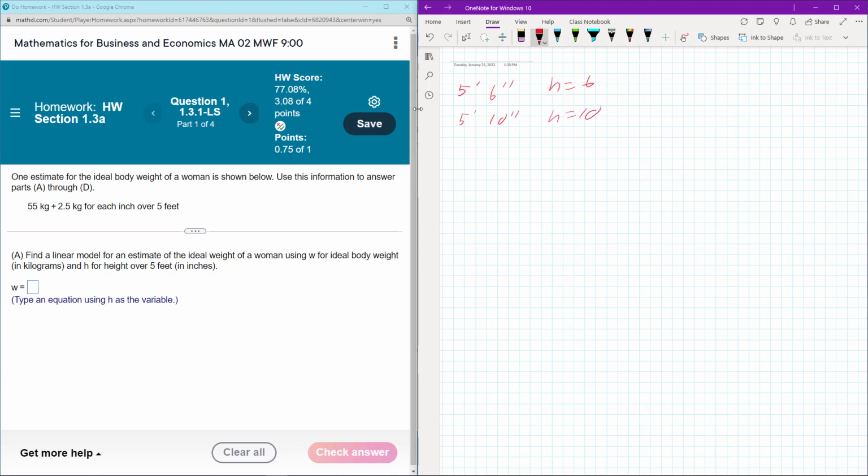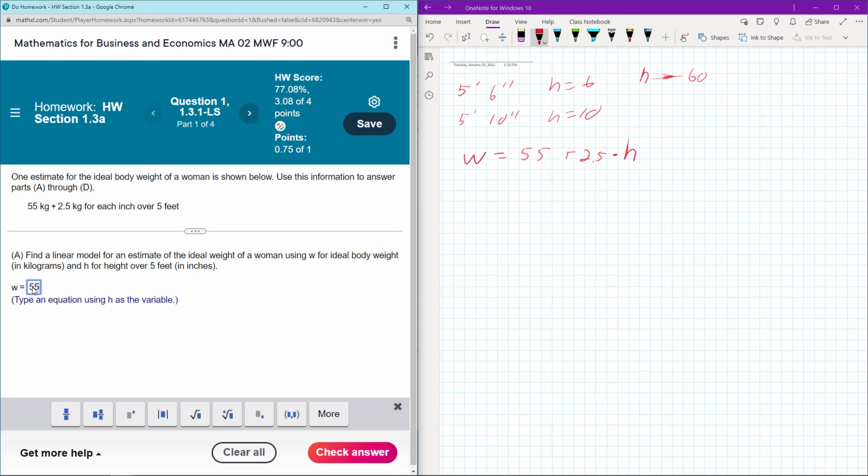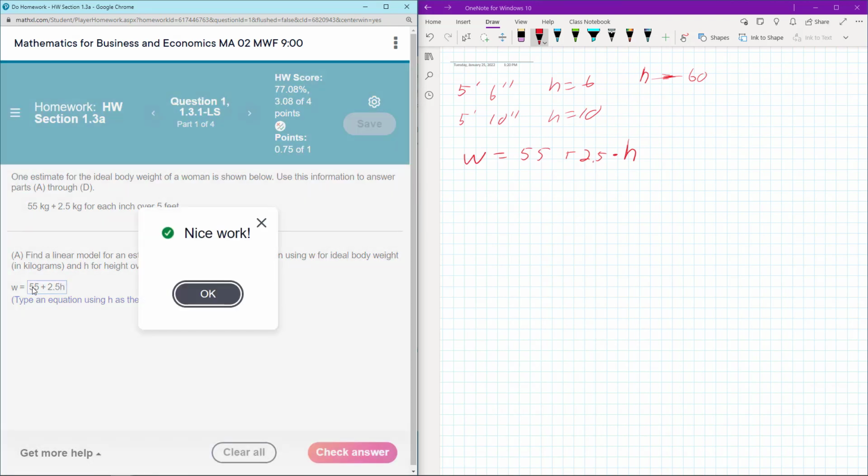If that's the case, then W is going to be equal to 55 kilograms plus 2.5 times H. The reason I want to point that out is because on a number of occasions we thought that H was going to be the height in inches over 5 feet, which basically meant your height minus 60 inches, but that's not the case. It's just simply that. So if you put that in, you should be able to get the correct answer. Let's hope I'm right. 55 plus 2.5H, and there we are.